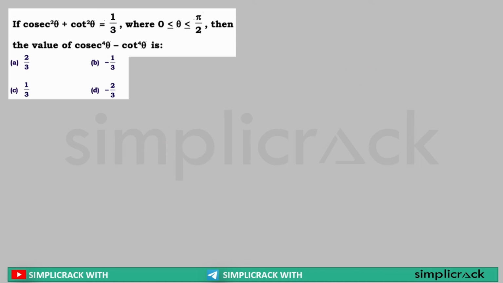Got it? Next. Sir, cosec square theta plus cot square theta is equal to 1 by 3. So find the value of cosec 4 theta minus cot 4 theta. Sir, a fourth minus b fourth can also be written as a square minus b square into a square plus b square. Yes or no?